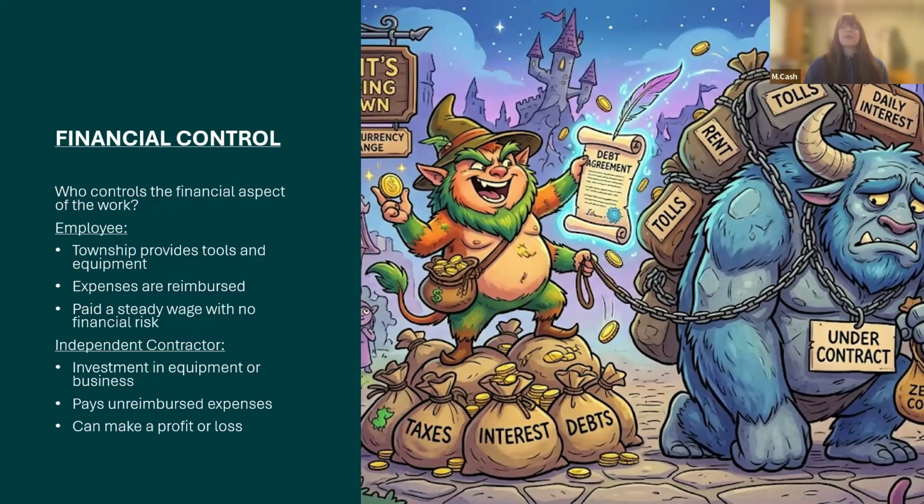If they're paying for things out of their own pocket and not getting reimbursed, that's a good sign. That suggests they're making decisions about how to do the work, choosing between different options and taking the financial impact of those choices. So if they're hiring people, that's obviously a good sign that they're an independent contractor. If they are purchasing equipment without reimbursement, right, those kinds of things.